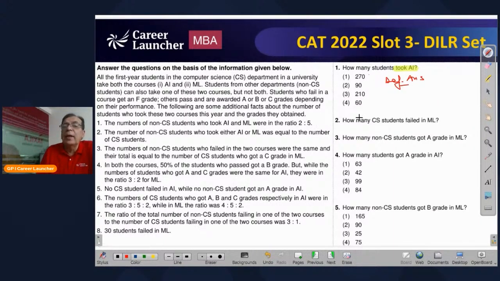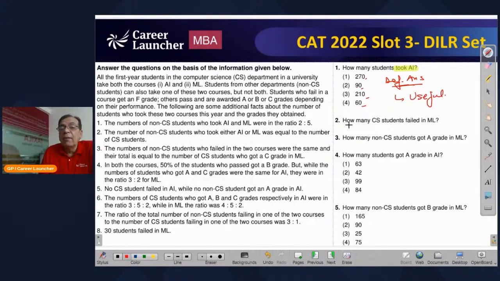Okay. Most importantly, all of them are multiples of 10, but you can also say all of them are multiples of 30. 30 into 9, 30 into 3, 30 into 7, 30 into 6. So this question, which has definite answers, might be useful for me.